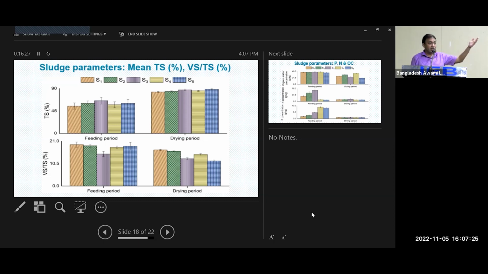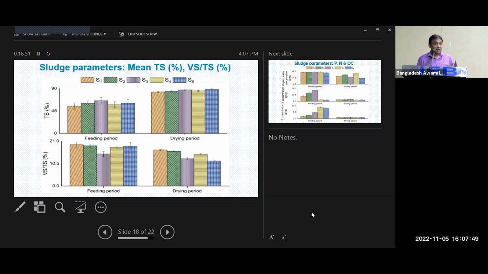And after the drying period, we have followed a 60 days drying period. You see, we have achieved satisfactory TS removal above 80% for all systems. And again, this microbial fuel cell wetland with earthworm achieved very high, better TS removal, almost above 90%. That means it is very good for land application.